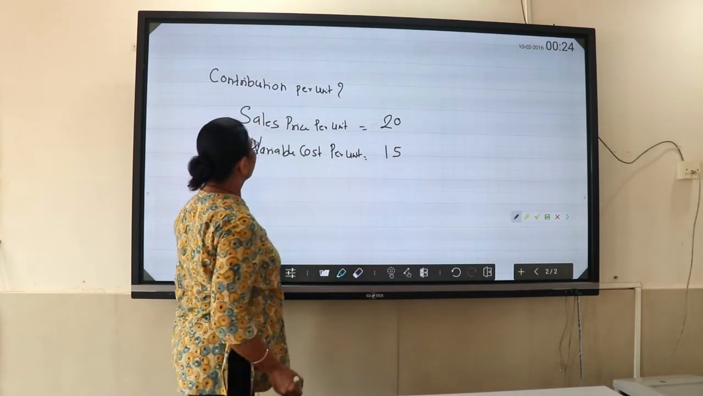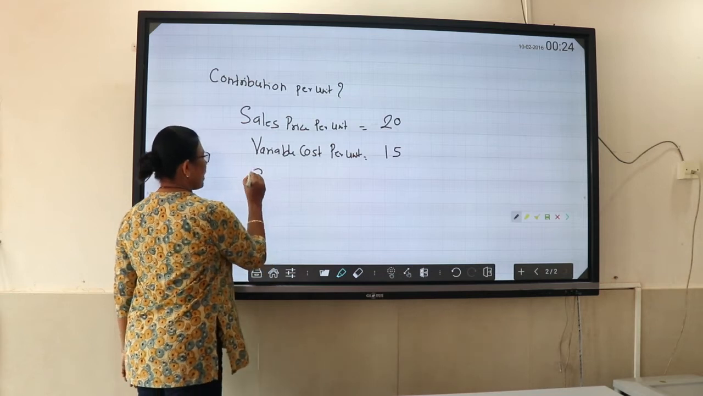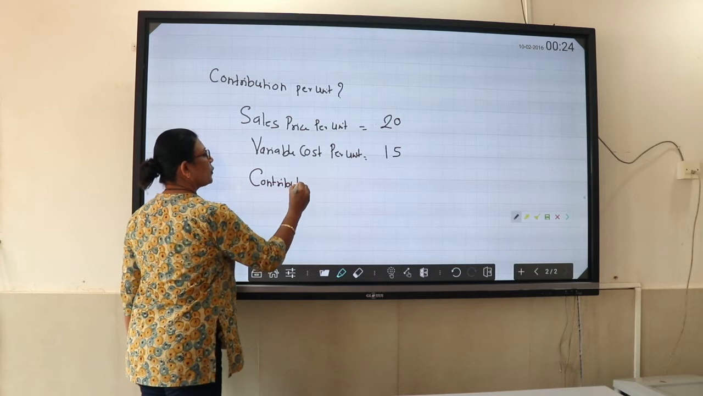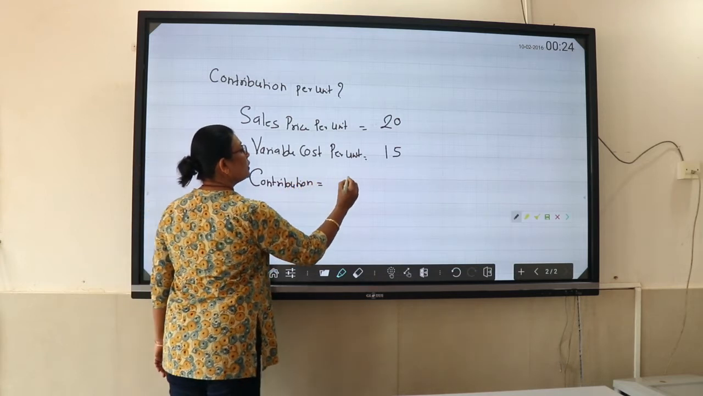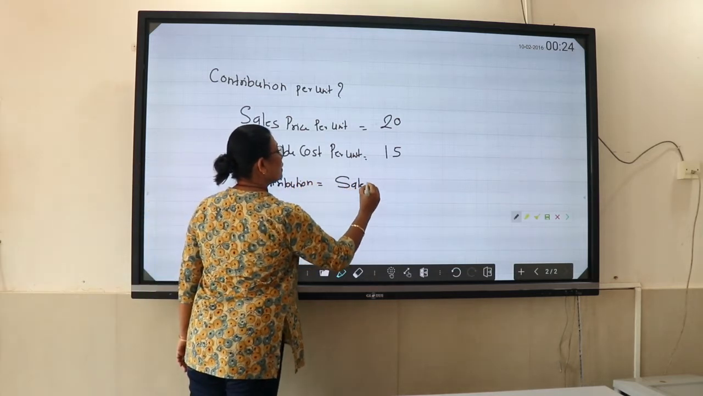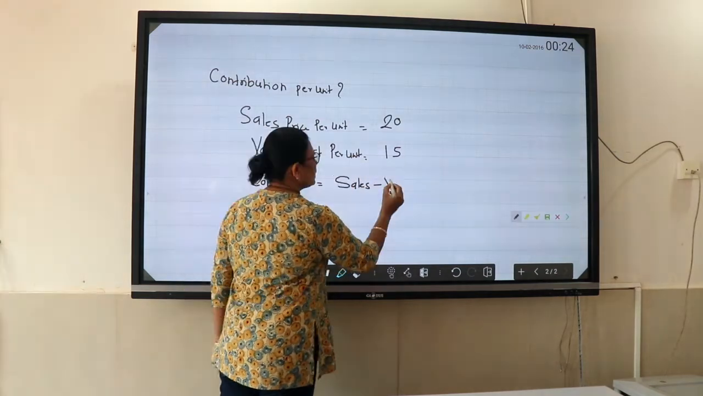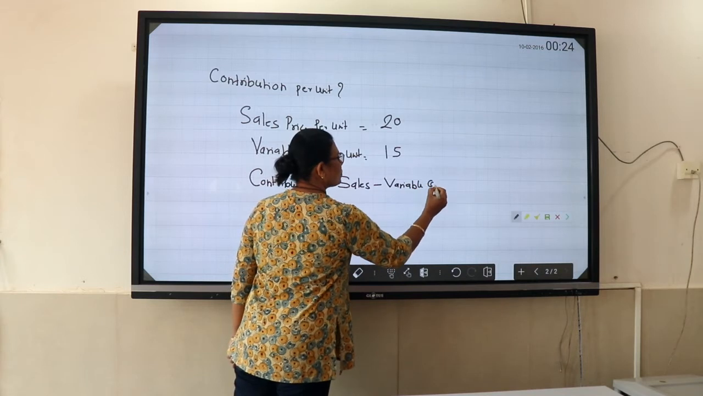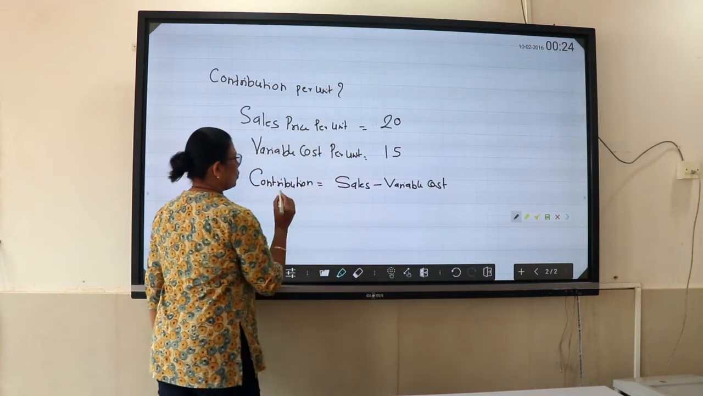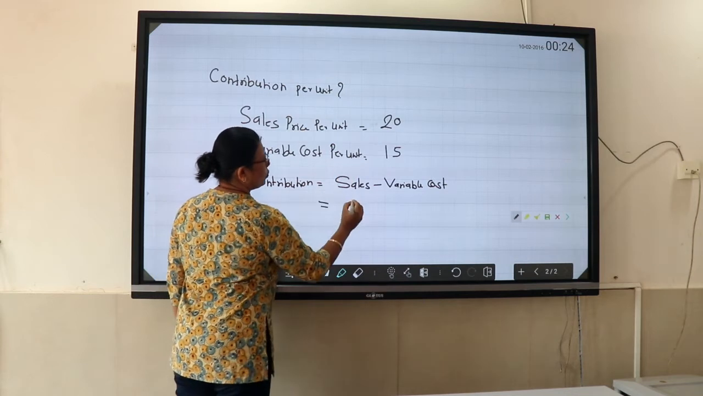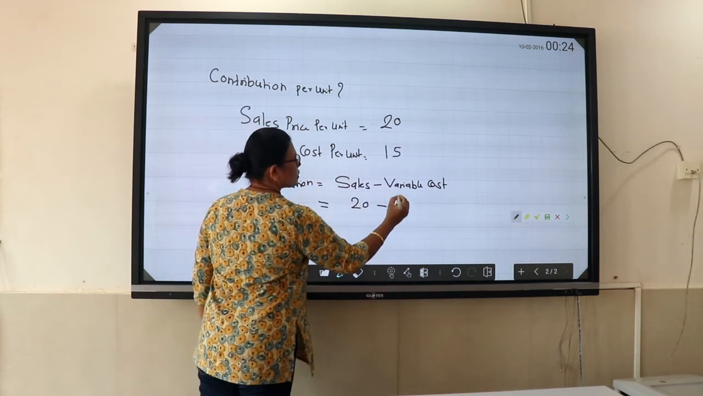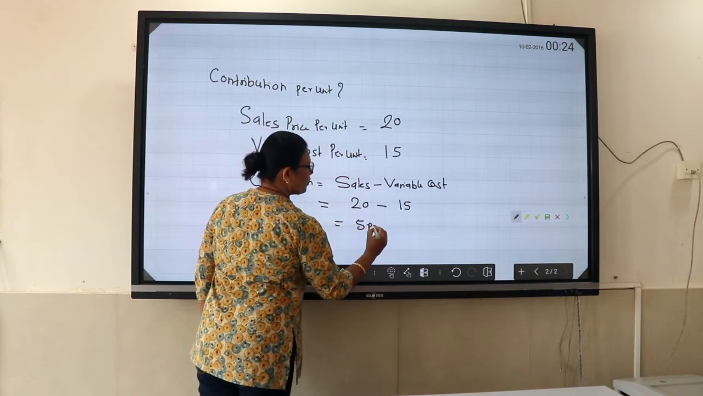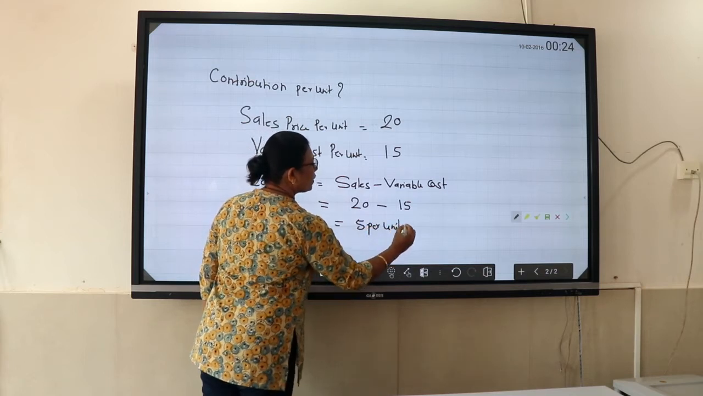So I think I can determine it. So which formula am I going to use? I am going to use the formula contribution is equal to sales minus variable cost, right? So sales per unit I know 20, variable cost per unit I know 15. So what is the contribution? Contribution will be 5 per unit, right?